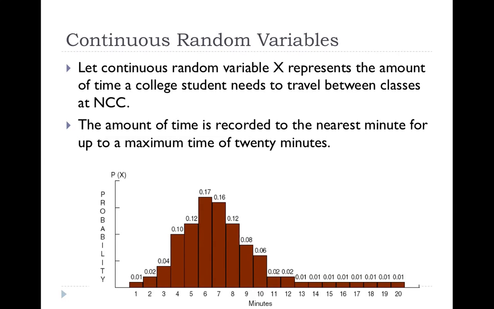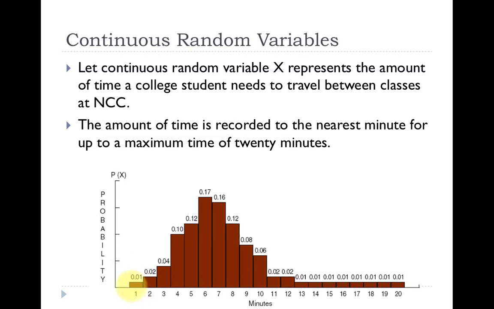Okay, this is our histogram. On the horizontal we have minutes, rounded to the nearest whole minute. So 1 minute, 2 minutes, 3 minutes, all the way up to 20 minutes. And this is the amount of time it takes a student to get from one class to another. So suppose a sample of students were gathered, and each student timed the amount of time it took them to get from one class to another.